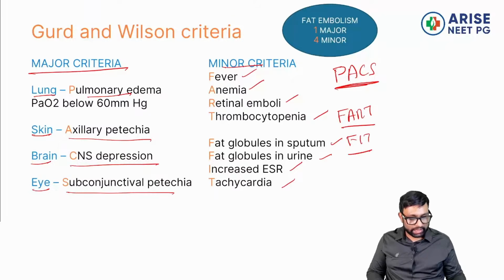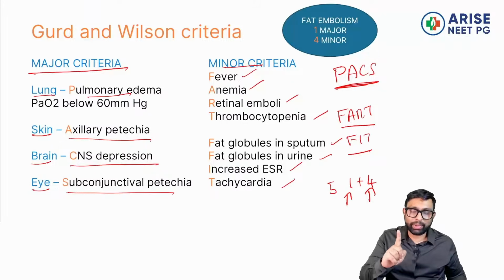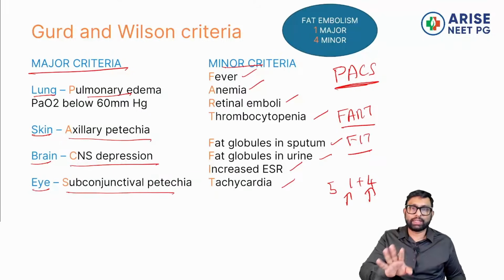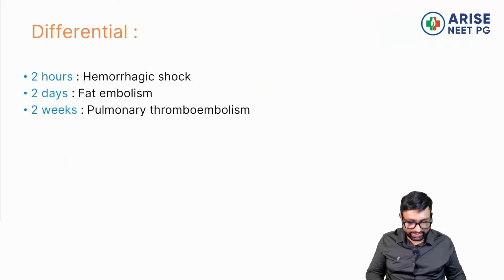And how many packs do they have? They have 5 packs, 1 plus 4. 1 is the major criteria, 4 is the minor criteria. So if a patient has 1 major criteria and 4 minor criteria, then you know that this is a case of fat embolism syndrome. So that is Gurd and Wilson's criteria.